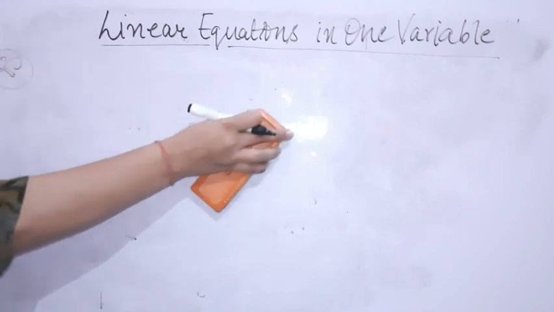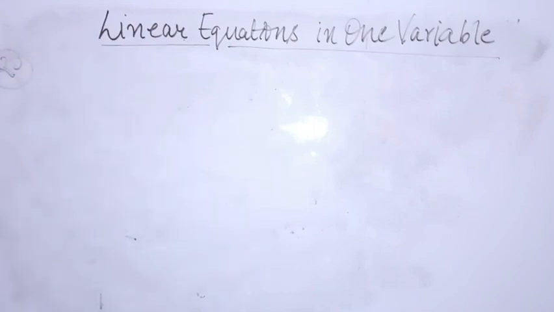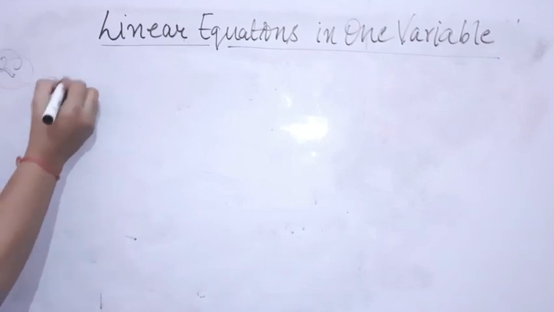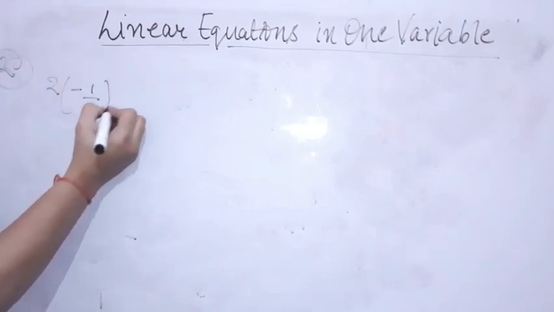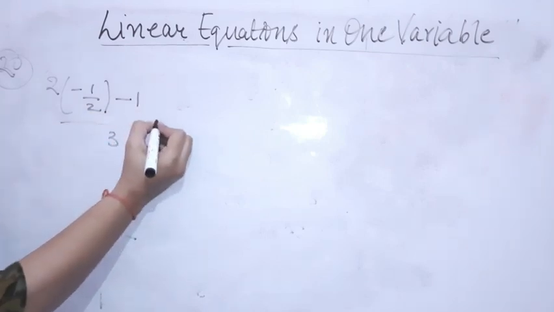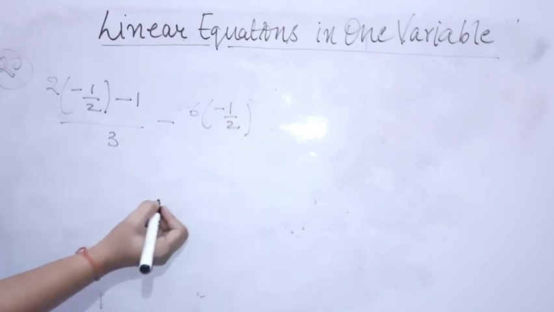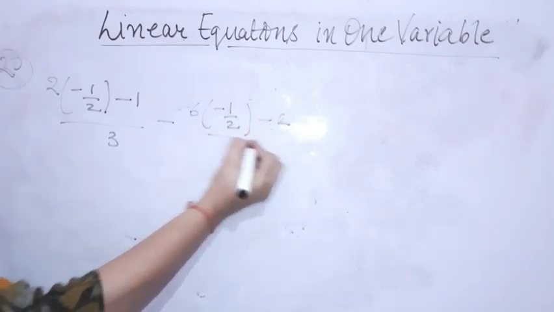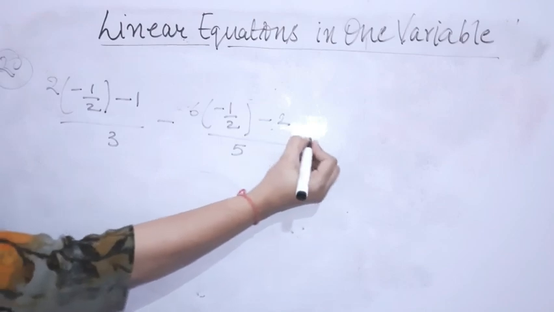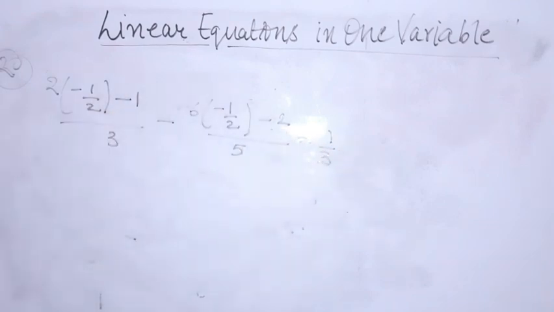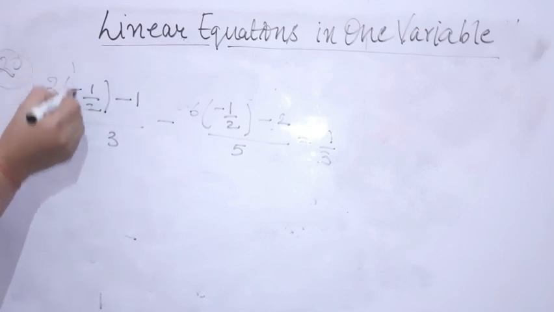So for the verification process, I have to place the value of x as minus 1 upon 2 in the equation. So it is 2 within bracket minus 1 upon 2 minus 1 upon 3, minus 6 within bracket minus 1 upon 2 minus 2 upon 5 is equal to 1 by 3. This is the equation. Now this 2 and this 2 will be cancelled.